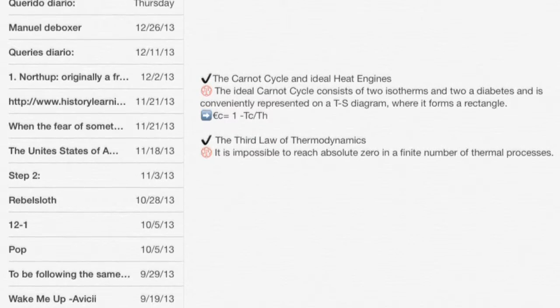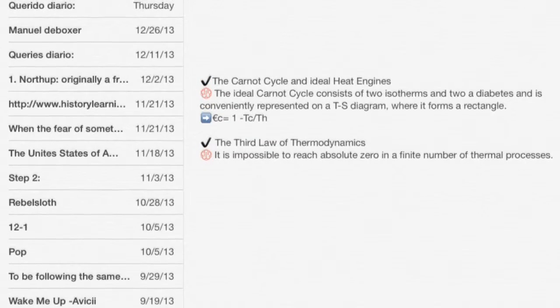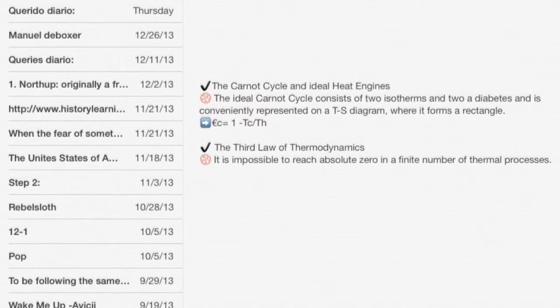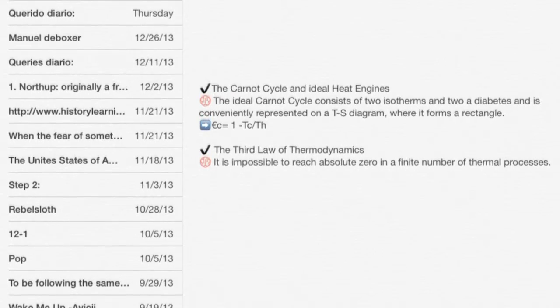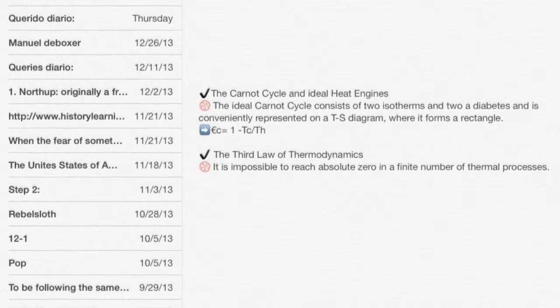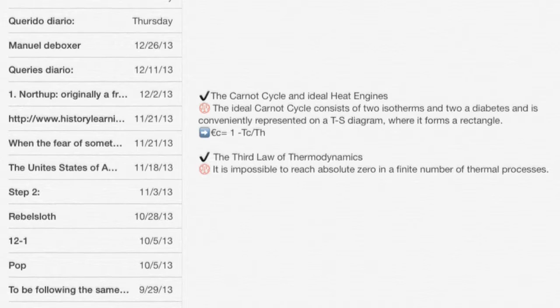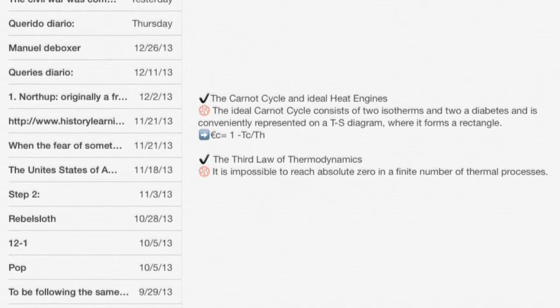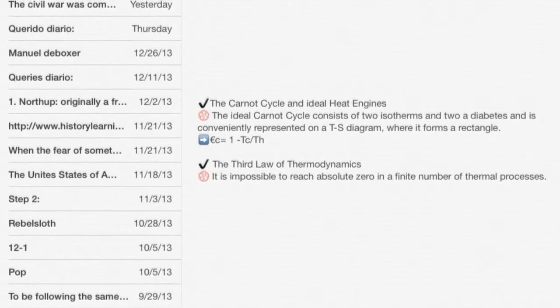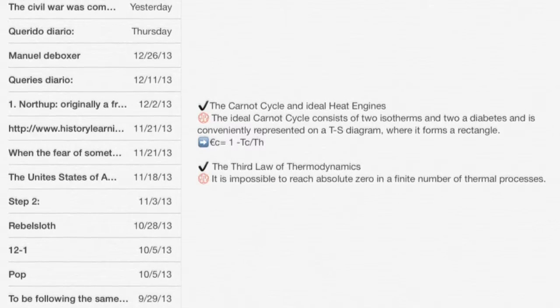The Carnot cycle and the ideal heat engines. The ideal Carnot cycle consists of two isotherms and two adiabats and is conveniently represented on a TS diagram, where it forms a rectangle. Epsilon C equals 1 minus TC over TH. The third law of thermodynamics: it is simply impossible to reach absolute zero in a finite number of thermal processes.